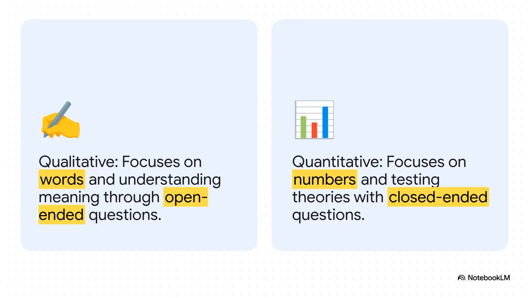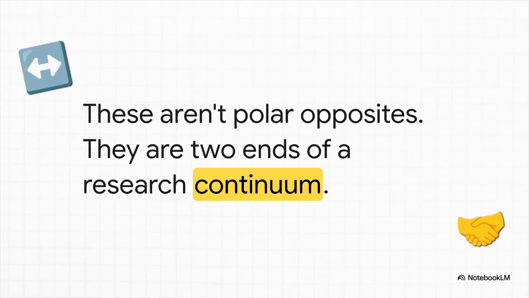So at the simplest level, the difference usually gets broken down like this. On one side, you have qualitative research. This is all about words, stories, context, asking those big open-ended questions to really understand meaning. Then on the other side, you have quantitative research, which focuses on numbers, measurable data, and testing specific ideas with closed-ended questions.